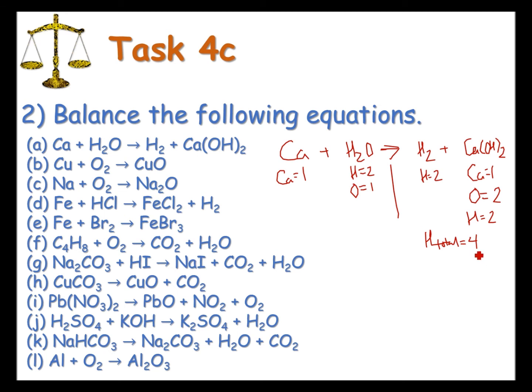So let's see if we can fix that. Notice that I have 2 oxygens here, and I have 1 oxygen here. So a coefficient of 2 will effectively give me 4 hydrogens, 2 oxygens, and when I compare this now, everybody's balanced. So hopefully this makes some sense to you.